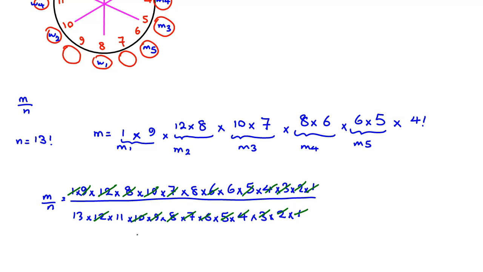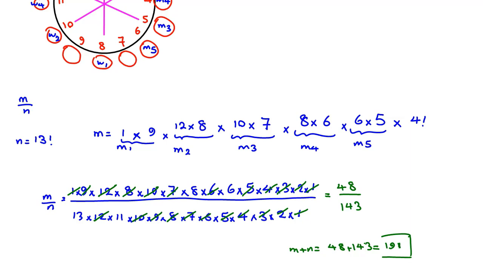8, 6 are left in the numerator, 13, 11 in the denominator. 8 times 6 is 48. 11 times 13 is 143. And then it is the simplest form. M plus n will be 48 plus 143, which is 191. So the answer is 191.